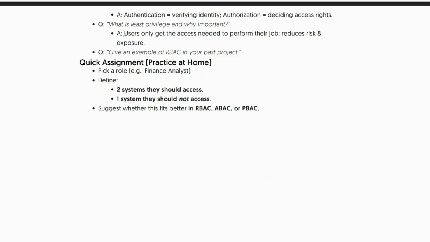You can talk to a senior and ask them how RBAC is implemented. And a quick assignment: pick up a role, define the two systems they should access and one system that they should not. It could be like you're an IAM engineer or a DevOps engineer, developer, whatever role you have. And that's where you can suggest where it fits, RBAC, ABAC, or PBAC.